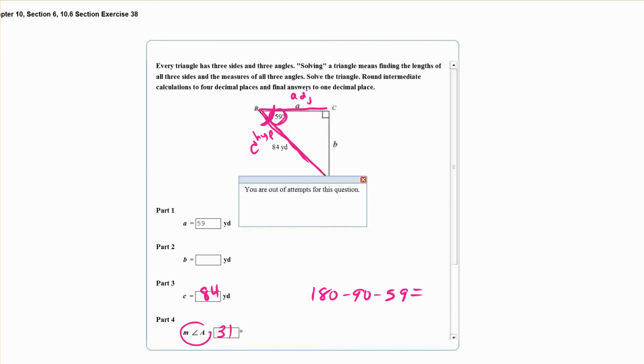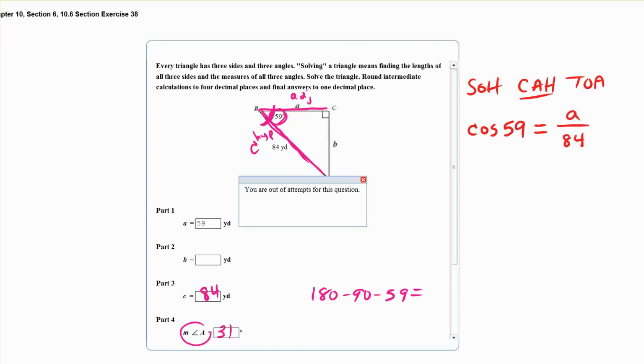So we learn SOHCAHTOA when we set up our trig ratios, and I want to know which one to use in this figure. So I've marked adjacent and hypotenuse, and that's going to be cosine. So my equation starts with cosine, and then you always put the degrees next to your trig word. So cosine of 59 equals the adjacent over the hypotenuse. So the adjacent side is A and the hypotenuse is 84.